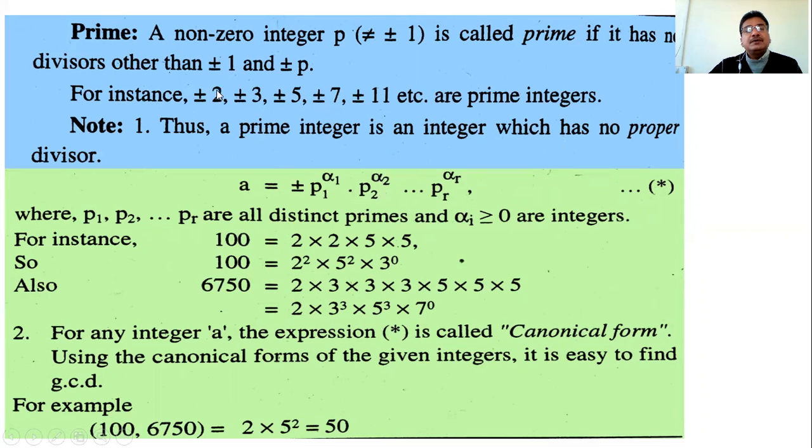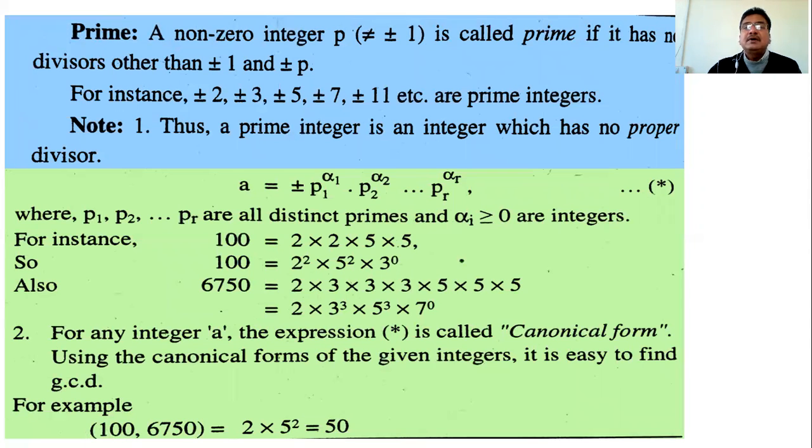And if you consider 2, what are the divisors of 2? Plus minus 1 and plus minus 2. So 2 is prime. Plus 2 or minus 2, both are prime. Plus minus 3, plus minus 5, plus minus 7. 8 is not prime because 8 has proper divisors, plus 2, minus 2, plus 4, minus 4. 9 is also not a prime integer, because 9 has proper divisors. What are the proper divisors of 9? Plus minus 3. 3 divides 9, as well as minus 3 divides 9. And that's why 9 is not a prime integer.